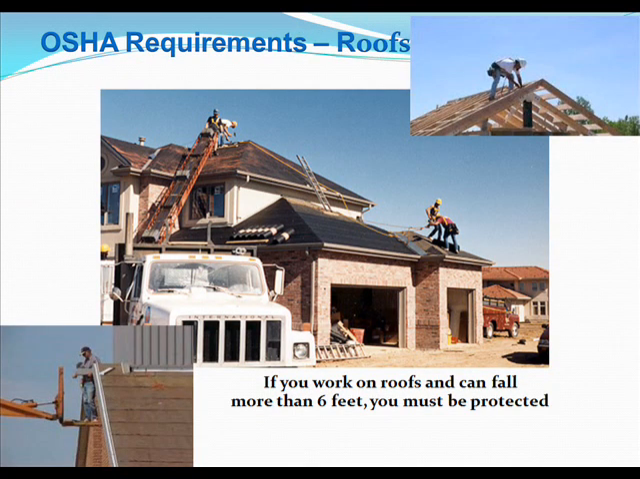OSHA requirements for roofs. If you work on roofs and can fall more than 6 feet, you must be protected. If workers are working on roofs with unprotected sides or edges 6 feet or more above lower levels, they shall be protected from falling by guardrail systems, safety net systems, personal fall arrest systems, or a combination of a warning line system and guardrail system, warning line system and safety net systems, warning line system and personal fall arrest systems, or warning line system and safety monitoring system.